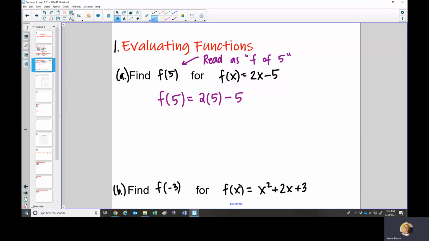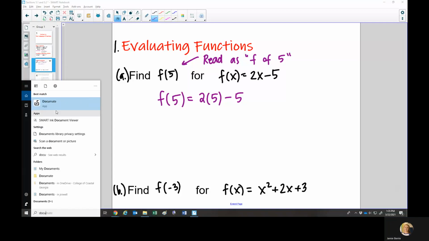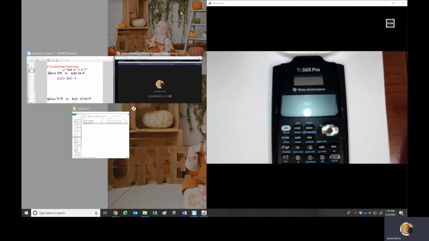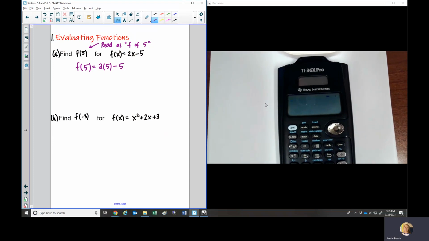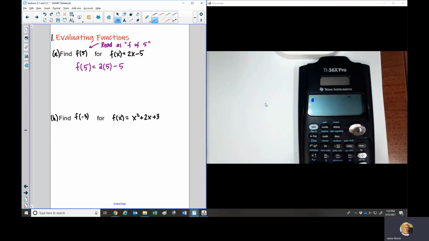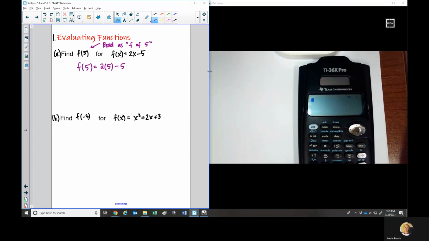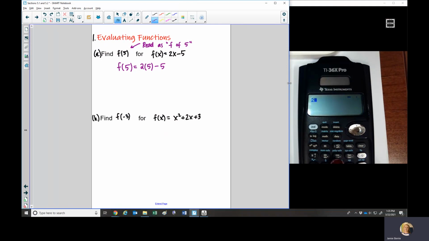Let me pull up my document camera. Here we go. All right, so clear out what you got in there. Well, I think it looks better this way. We'll just do like that. All right, so plugging in 5. So we have 2 times 5, close parentheses, minus 5 is 5. Now that one was an easy one. We could have done that one in our head.